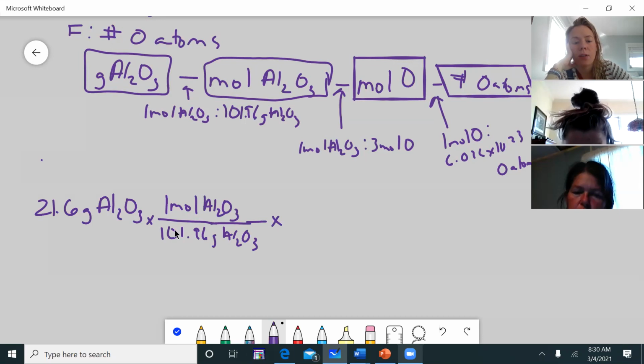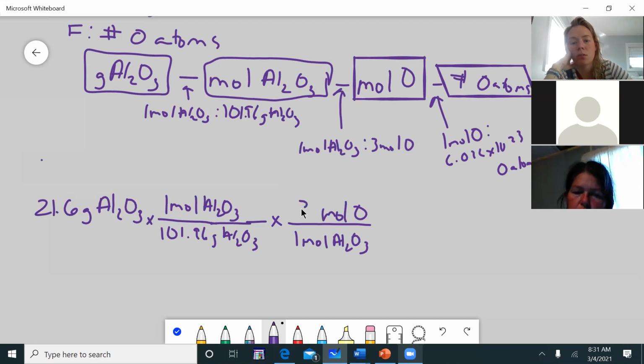Then, you could stop and solve, but I'm going to just chain them together. If I want to go from moles of my compound, 1 mole of Al2O3, into moles of oxygen, well, we get 3 moles of oxygen. So it's a 3-to-1 ratio. In the next step, for every 1 mole of oxygen, we get 6.02 times 10 to the 23rd oxygen atoms.